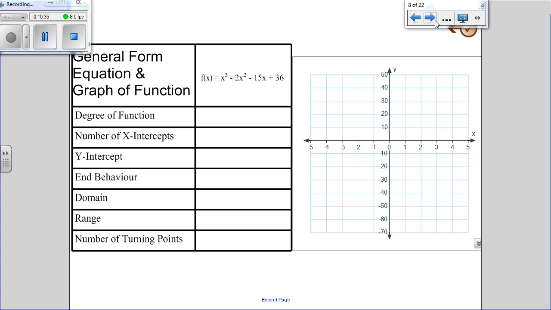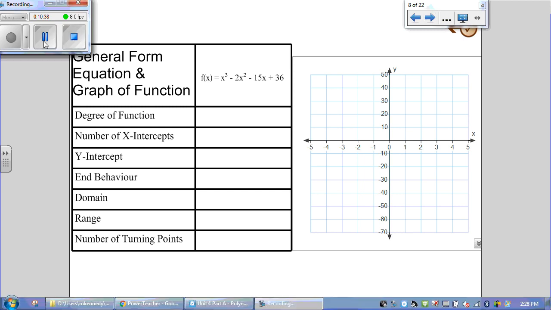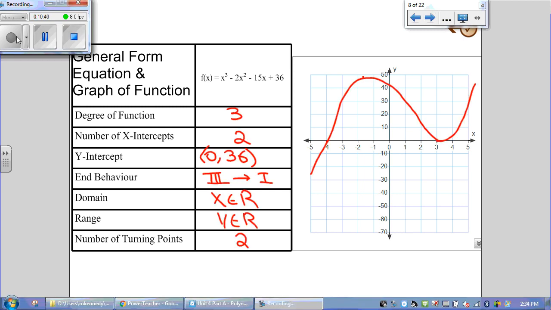Okay. Here we have a cubic function. We graphed it. The sketch is not a beautiful sketch. It's never going to be a beautiful sketch. You're going to have to accept that.